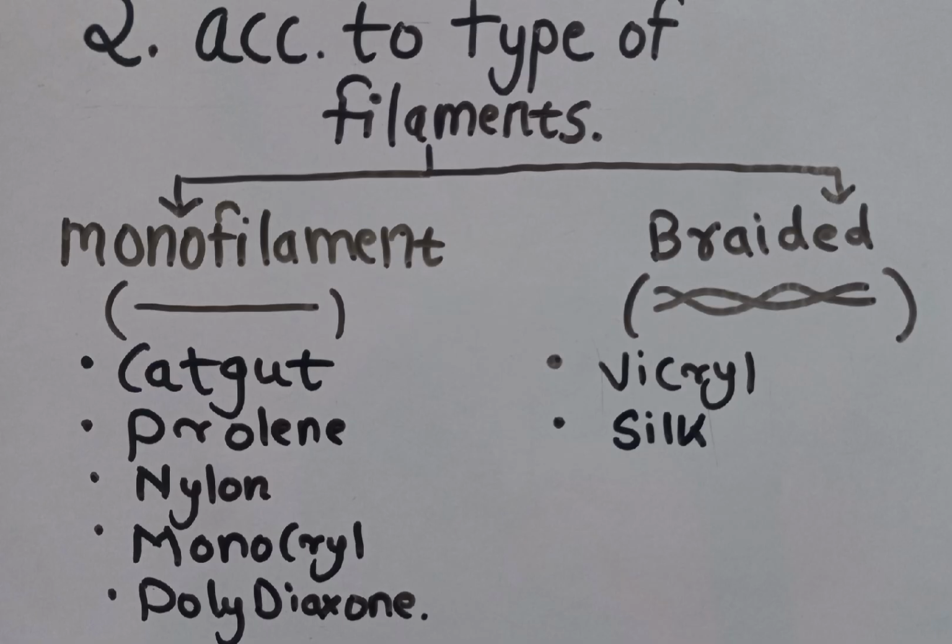The next mode of classification is according to the type of the filaments. According to the type of the filaments, they are classified into two subtypes: monofilament and braided or multifilament. Monofilament sutures consist of a single strand. Examples of monofilament sutures are catgut suture, Prolene, nylon, Monocryl, and polydioxanone. Whereas braided sutures are made up of multiple strands braided together. Examples of the braided sutures are Vicryl and silk sutures.